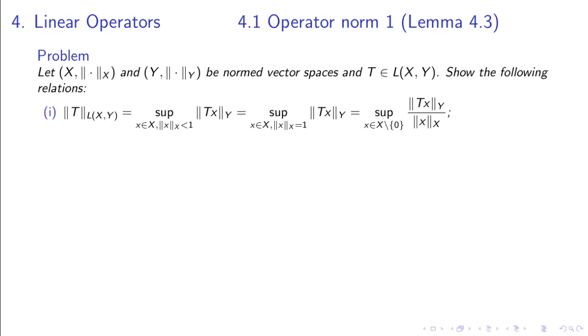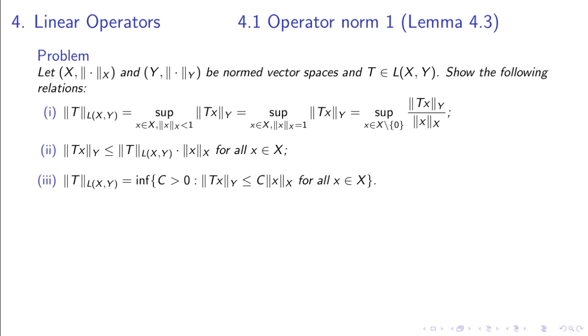Part 2. We claim that for every x in X, the norm of Tx is less than or equal to the norm of T in L(X, Y) times the norm of x in X. Part 3. Finally, we claim that the norm of T in L(X, Y) equals the infimum of all positive constants C such that ‖Tx‖_Y is less than or equal to C times ‖x‖_X for every x in X.